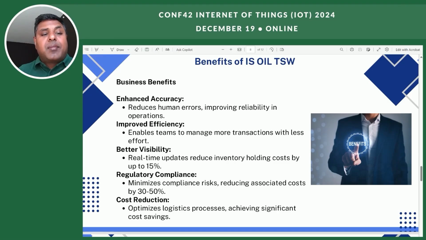Benefits of ISOIL TSW, the business benefits: enhanced accuracy, improved efficiency, better visibility, regulatory compliance, cost reduction. Enhanced accuracy reduces human errors, improving reliability in operations. Improved efficiency enables teams to manage more transactions with less effort. Better visibility: real-time updates reduce inventory holding cost by up to 15%. Regulatory compliance minimizes compliance risk, reducing associated cost by 30 to 50%. Cost reduction optimizes logistics processes, achieving significant cost savings.